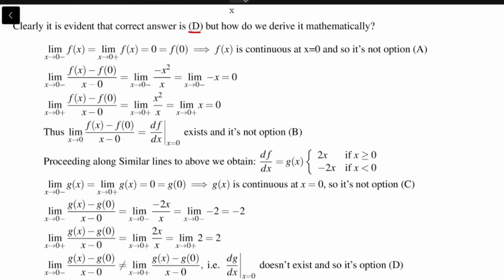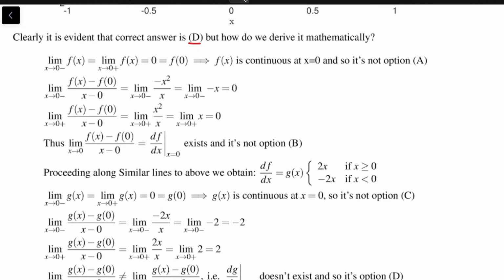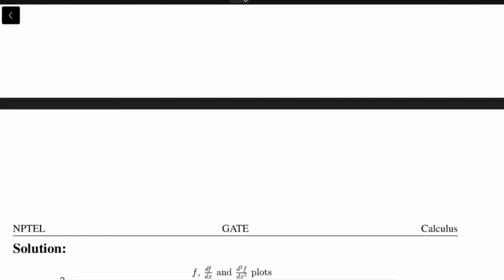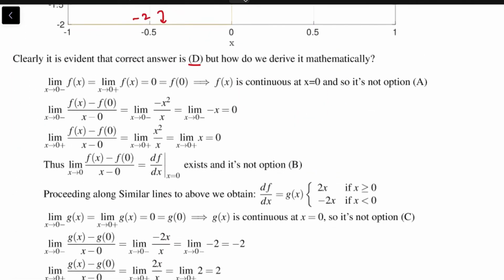So the idea is that we will have to look at each option one by one. Option A alleges that it is discontinuous at x equal to 0. The continuity formula is that limit x tends to a of f of x is equal to f of a. You can clearly see that as x tends to 0, f of x from 0 minus and 0 plus are both 0. If you take x square over here and minus x square over here, you will find that it's 0 for both. And that is equal to the value at 0, so it's not option A.